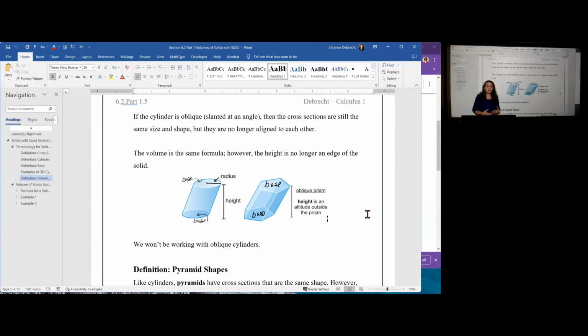Instead, we'll be dealing largely with pyramid shapes. Pyramid shapes have one shape at the bottom and come up to a single point. They are related, however, to the volume of a cylinder with the same size base that's on the bottom of the pyramid. Let's take a look at pyramid shapes.